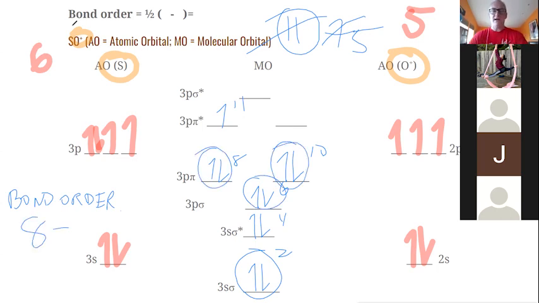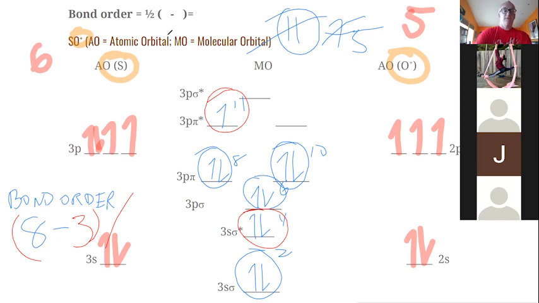And then how many are in non-bonding orbitals? Three. So in non-bonding orbitals, I've got two, three. So eight minus three, I have a net of five bonding electrons. It takes two electrons to make a bond, so I divide that number by two. And what's my bond order? 2.5.